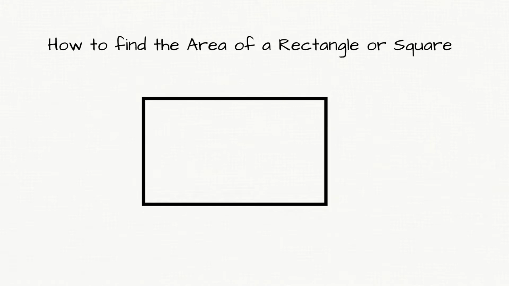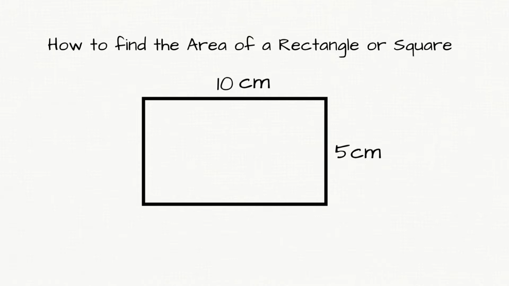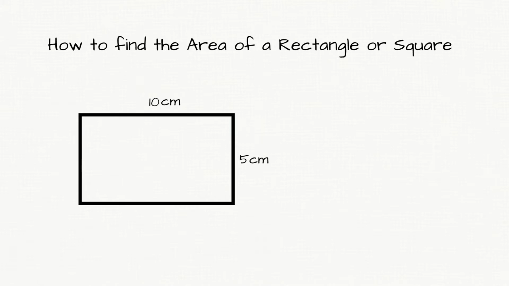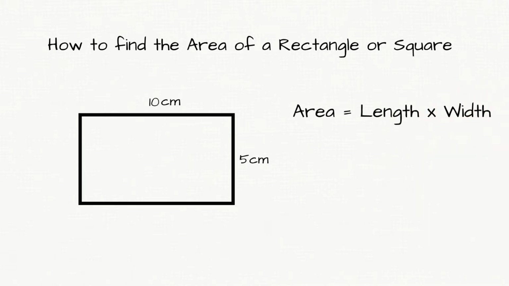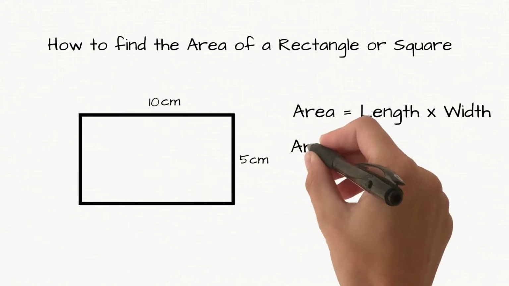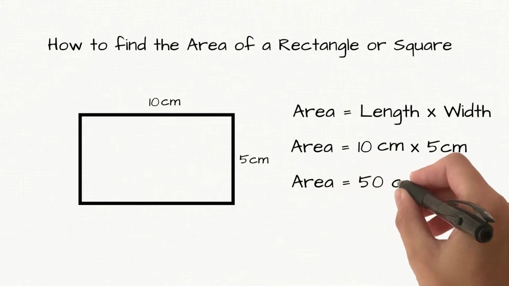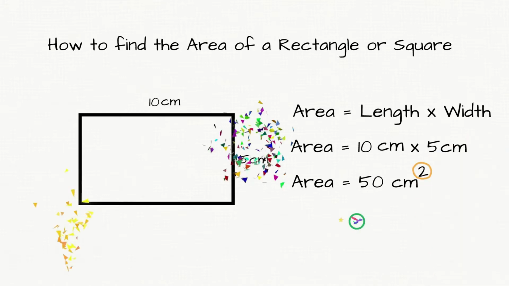So let's say we have a rectangle with a length of 10 centimeters and a width of 5 centimeters. All we have to do is multiply 10 by 5 to find the area. Therefore, the formula to find the area of a rectangle is area equals length times width. Now let's substitute the dimensions in the formula to solve. Area equals 10 centimeters times 5 centimeters. Area equals 50 square centimeters. Let's remember that when expressing area we must write a little 2 next to our units.